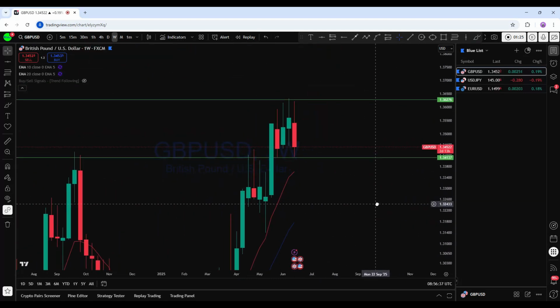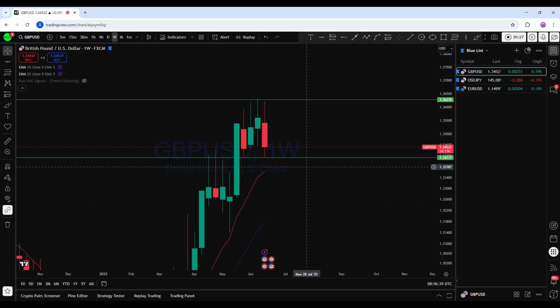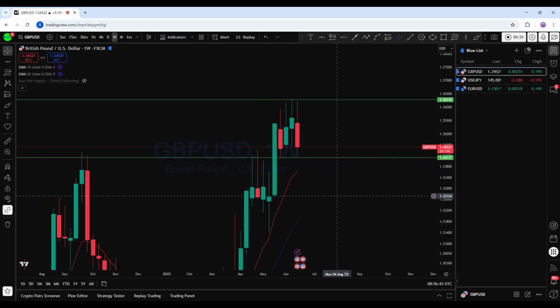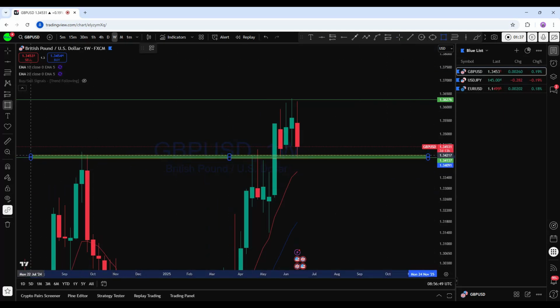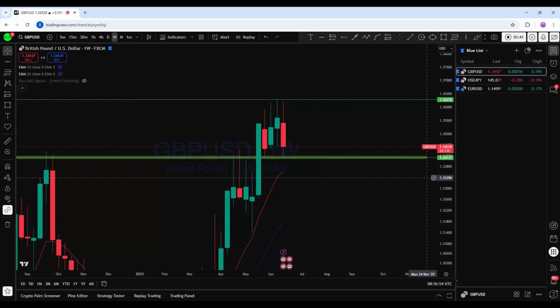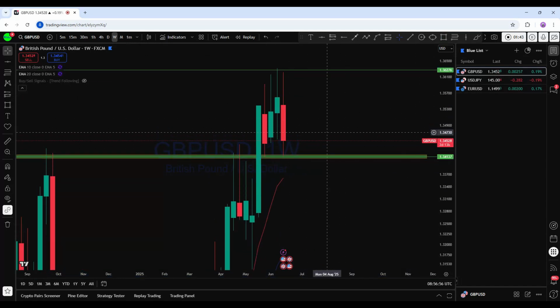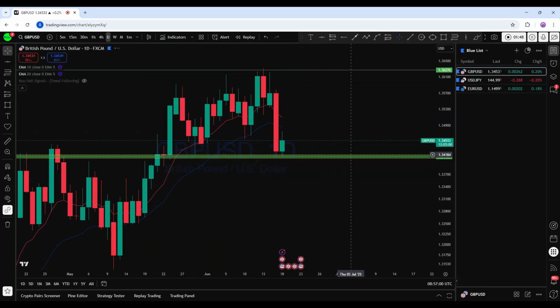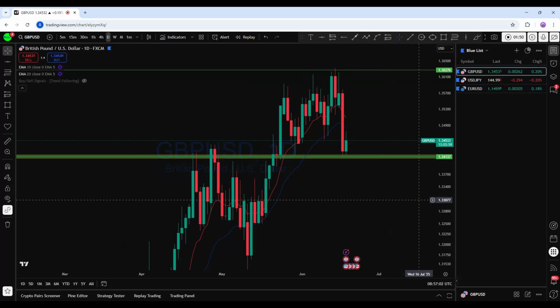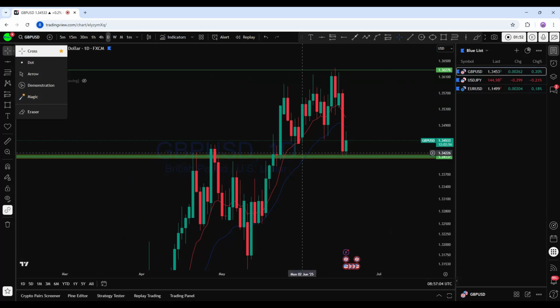Now, looking at this current weekly price action, we saw from this resistance line a strong rejection back to this weekly support level. With that rejection, what we can expect for this market is to potentially retest this previous resistance as support and then reject back to the upside to create a potential new higher high.